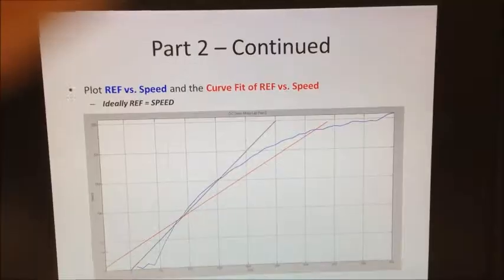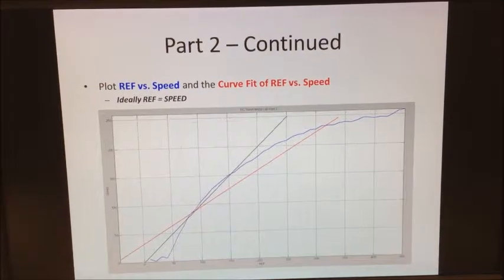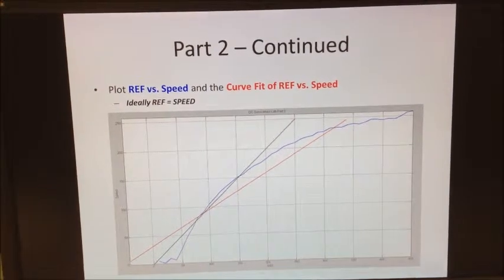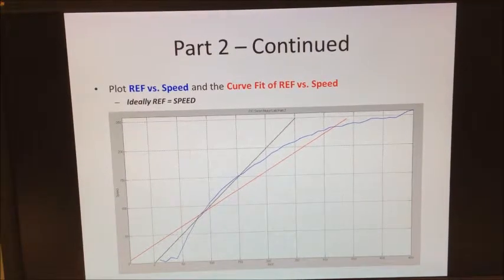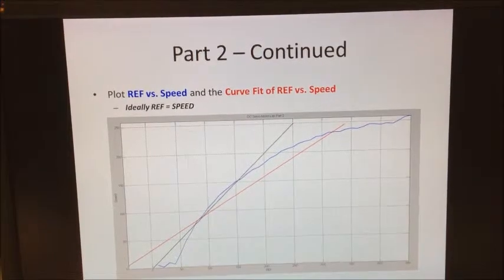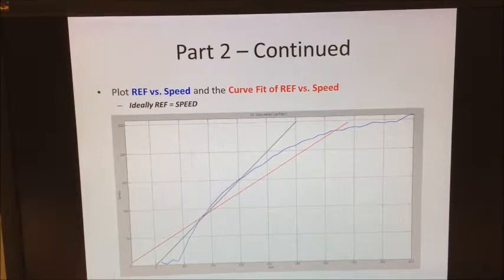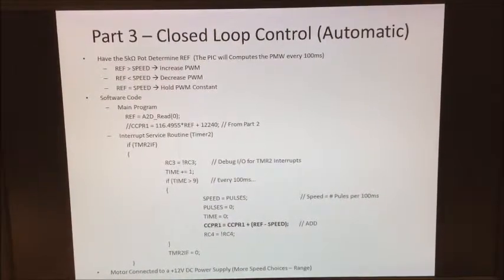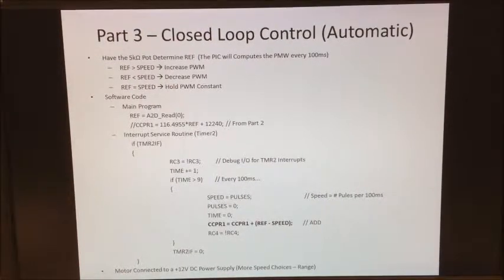Alright, and then here we have our black line, which is the ideal. Reference is equal to speed, what we want it to be. The curve fit is based off the real data of the motor increasing, so it's not bad, but it's not ideal.